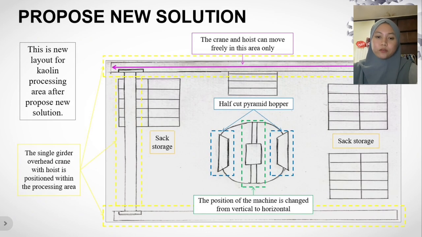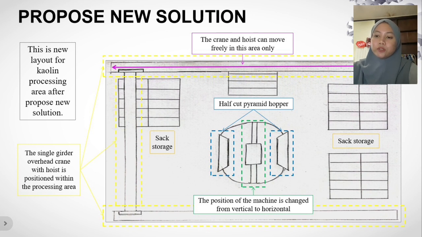So we have proposed new solutions for the design or layout in the processing area. We add a single girder overhead crane with hoist and position it within the processing area, and the crane and hoist can move freely in the purple area only.